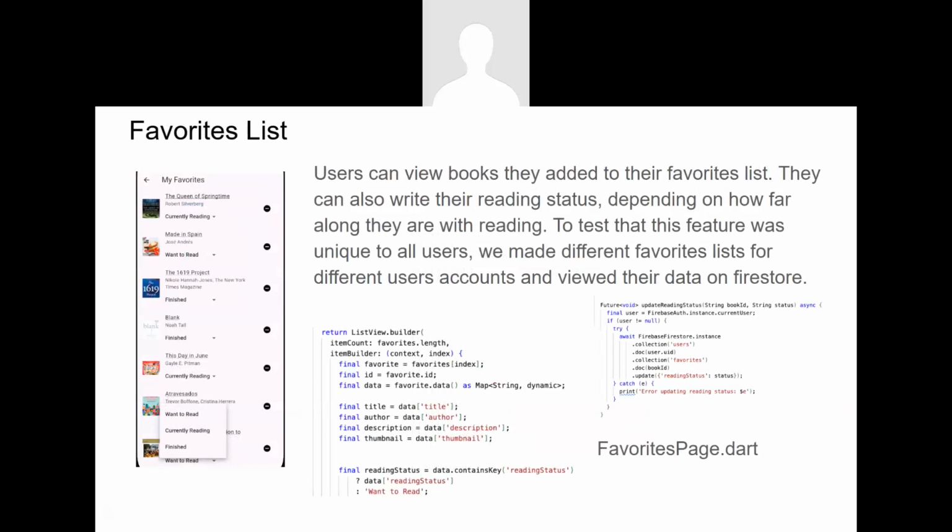To make this feature unique to each user, we use Firebase Firestore. Each user has a document in the users collection, and we save their favorites under that unique key. This allows users to have completely personalized libraries for every account that they have.